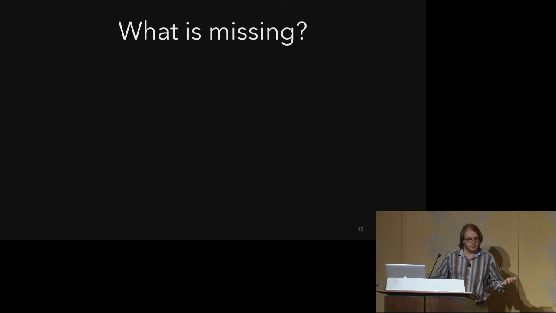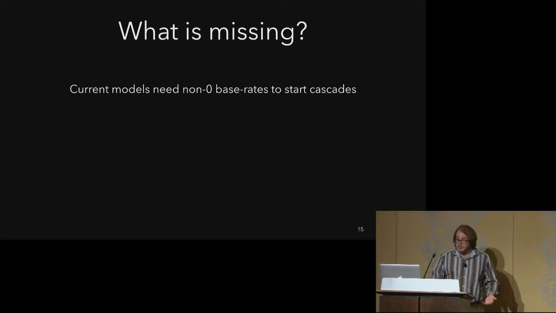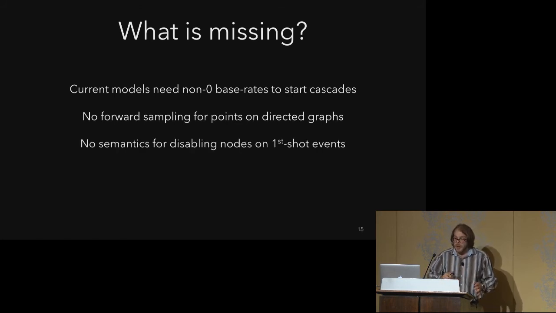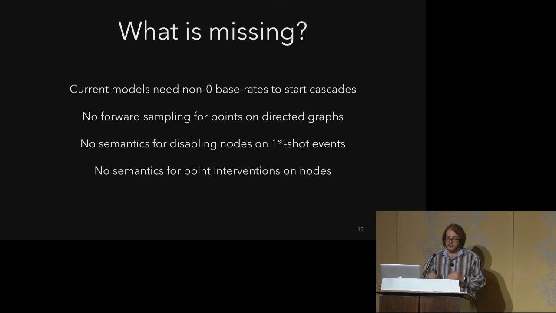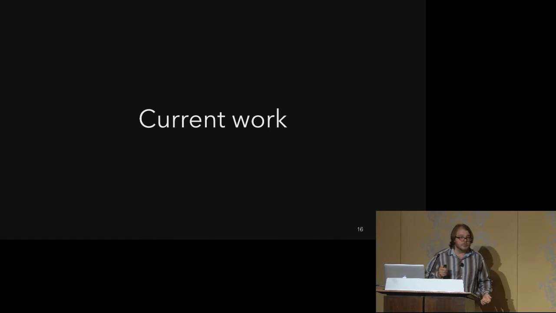So what's missing? I've just described a very rich framework. Current models need something to get them started. That is, if you have no base rate, then there is no starting event. There is no method for pure forward sampling Hawkes processes on directed graphs, and there's no way to disable a node or to change its stationary properties based on the arrival of a single event, because edges are treated as stationary process inducers. And there's no in-use semantics for point interventions on particular nodes at particular times, at least in the sense of intervention in analogy to that in traditional causal Bayesian networks, if you know about those, and don't worry if you don't. Our current work aims to address these points.